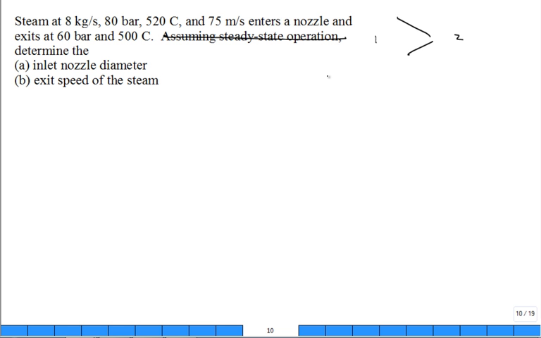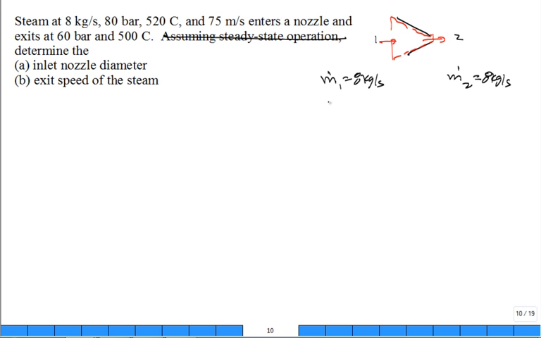Maybe I go ahead and list all my properties that are of interest. I'm going to put m dot 1 as 8 kilograms per second. And then I'm going to talk about the mass flow rate coming out at 2. They didn't say it was 8 kilograms per second, but we know it's steady state, a little control volume, just like we talked about. And so what comes in at 1 has to go out at 2. So m dot 2 is 8 kilograms per second.